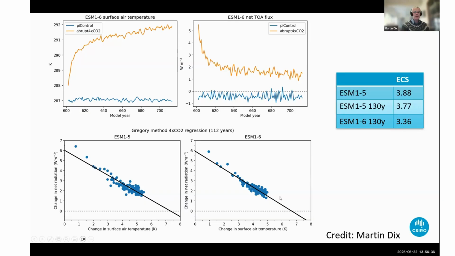Because we haven't come back to radiative balance yet, and the Gregory method assumes it's linear, you put a straight line through it and extrapolate it to 0 net radiation. So you're expecting another 2 degrees of warming, and then you get to 3 point something, if you ran out several hundred years. Okay, got it.